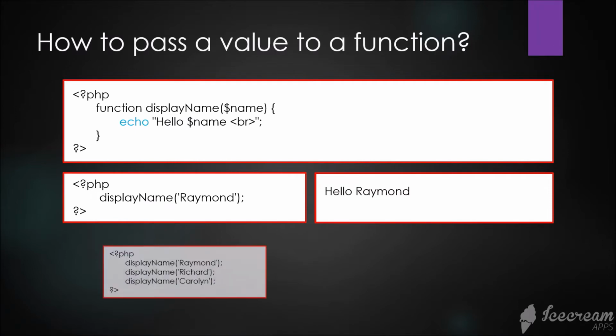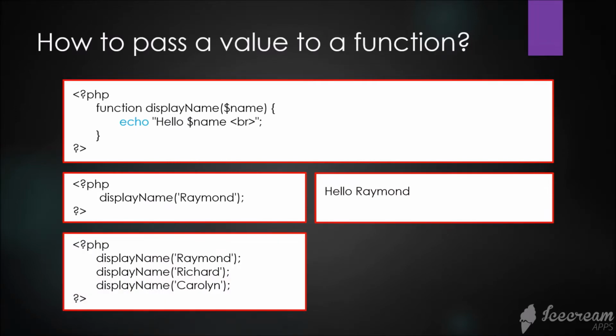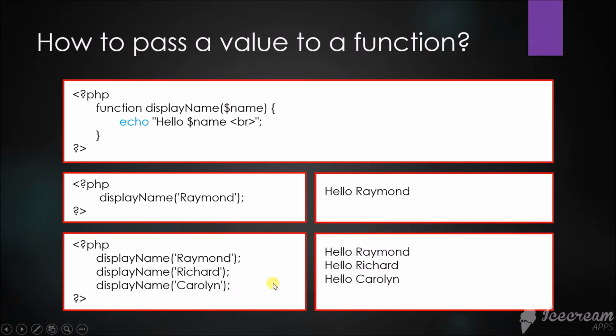Now, we can call the function 3 times. And also, we can pass different arguments. We have here yung Raymond, yung Richard, at saka yung Caroline. So the output will be hello Raymond, hello Richard, and hello Caroline. Okay, guys? So that's how we pass yung value sa isang function.